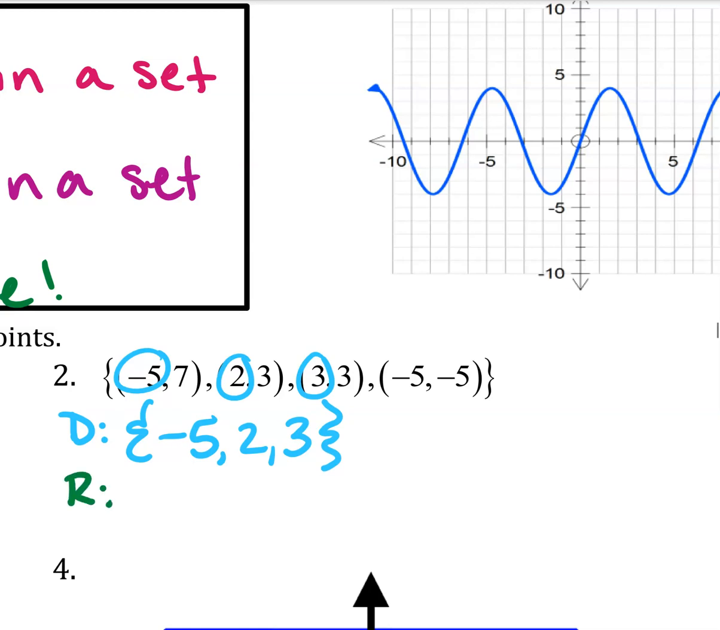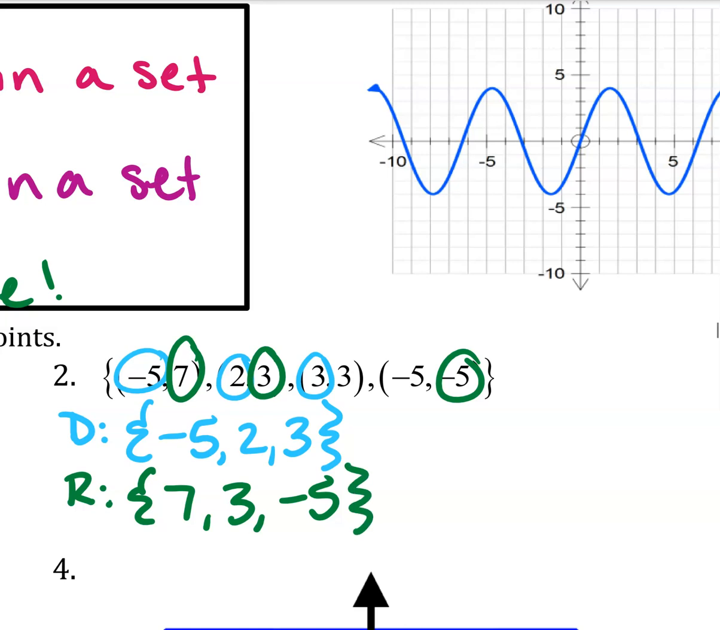Now we're going to do the range. And same thing with the range. We have 7, 3. There's another 3, so you don't have to list it twice. And then a -5. So those are the numbers in the range.